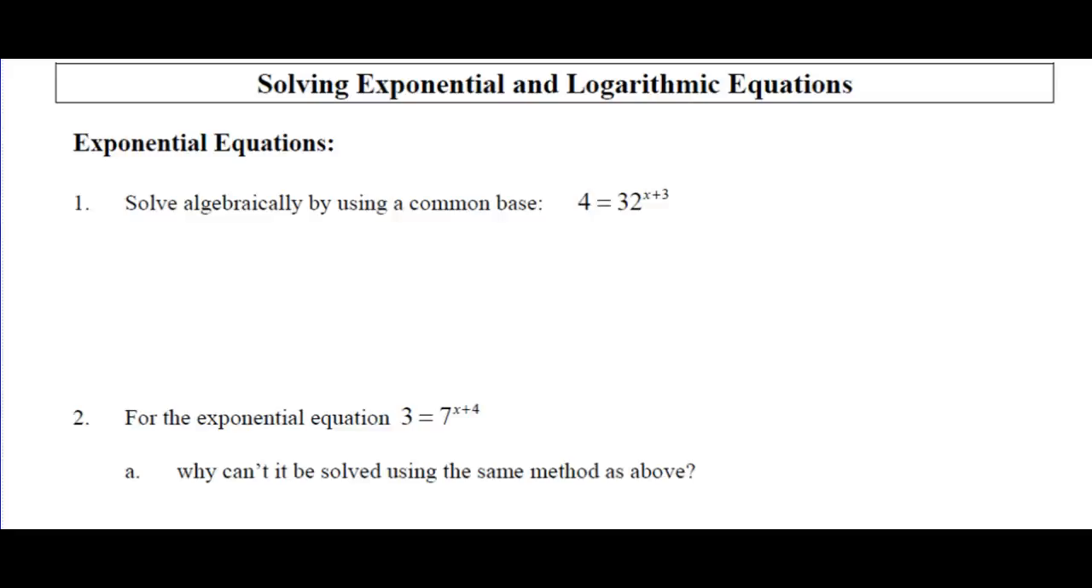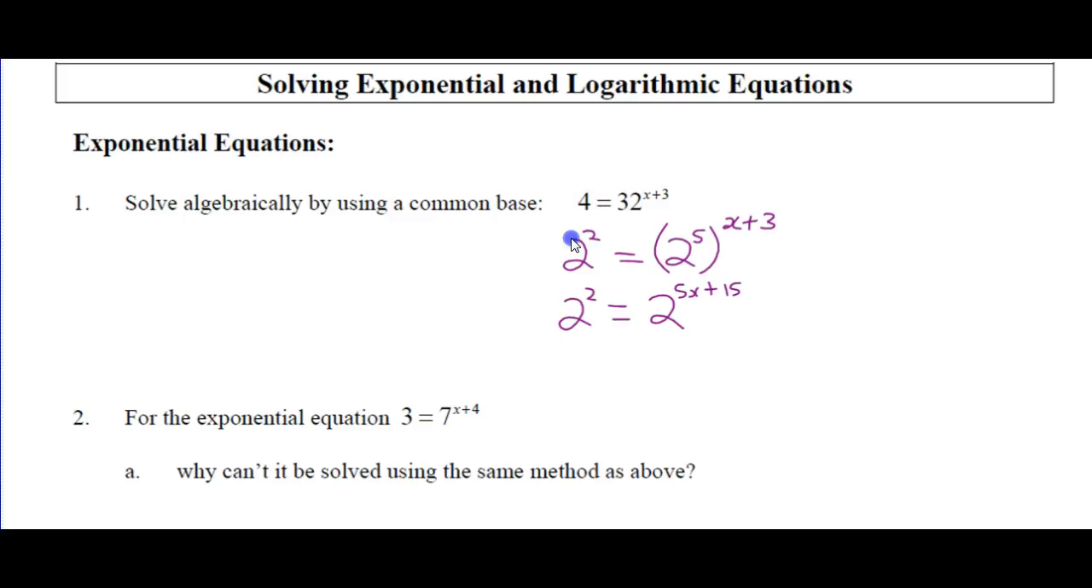Okay, solving exponential and logarithmic equations. So we know how to solve an exponential equation if we can get a common base. So what's common between 4 and 32? 2. So 4 becomes 2 squared. 32 is 2 to the 5th, which is raised to the x plus 3. So we end up with 2 squared is equal to 2 to the power of what?